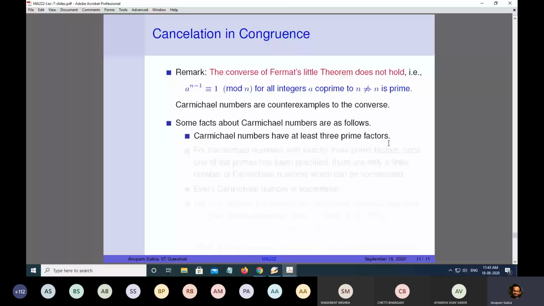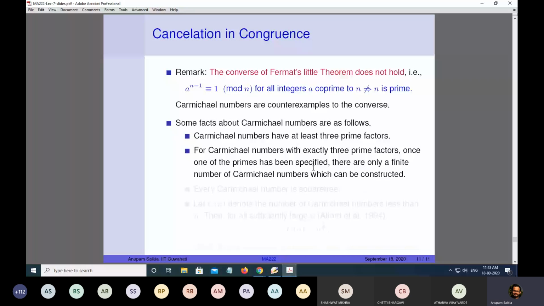And if you specify 2 of these factors, suppose it's a product of 3 prime factors. If you specify the first 2, then there will be only finitely many which can be the third factor. Anyway, maybe it's not so interesting, but I've just written it down.